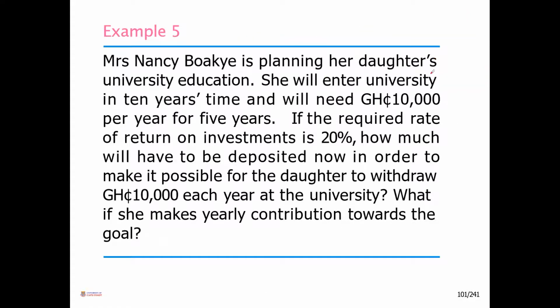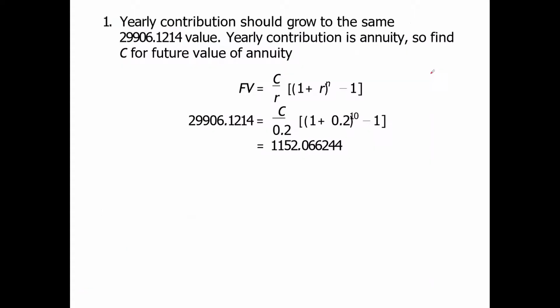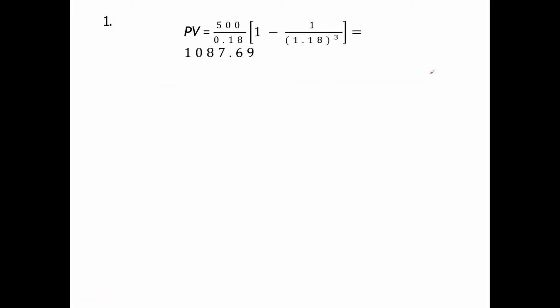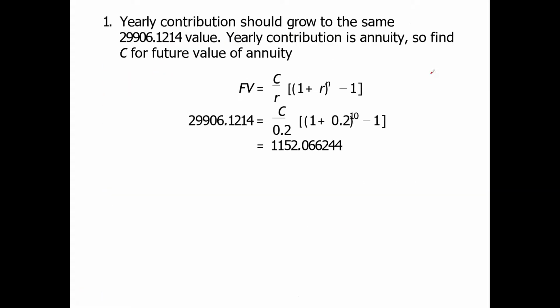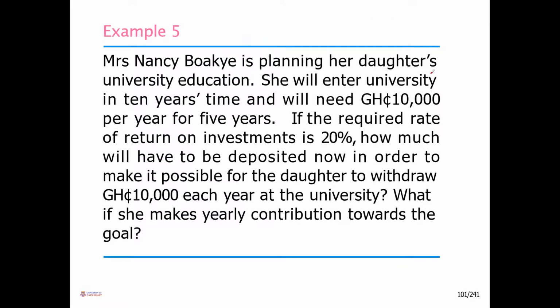Okay. Let's take an example. Then when we are done, we will go to annuities, growing annuities. So let's listen. Miss Nancy Boache is planning her daughter's university education. She will enter university in 10 years' time.